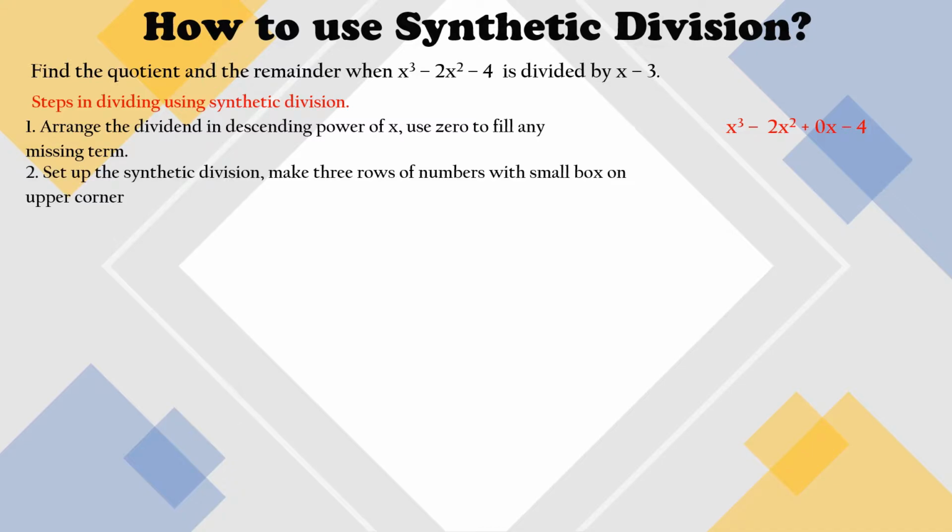Then step 2 is to set up the synthetic division. Make 3 rows of numbers with a small box on the upper corner. So we're going to make this setup for our synthetic division. So this will be the first row, second row, then third row.